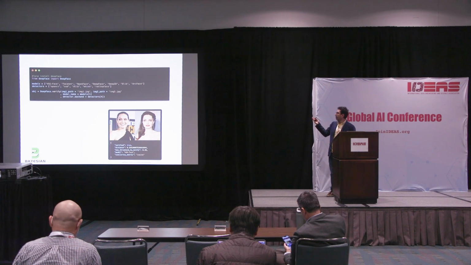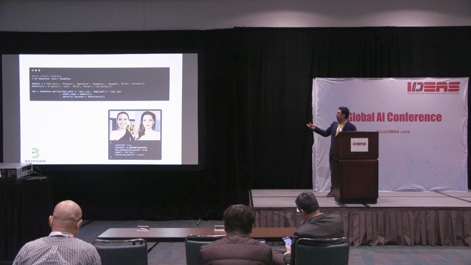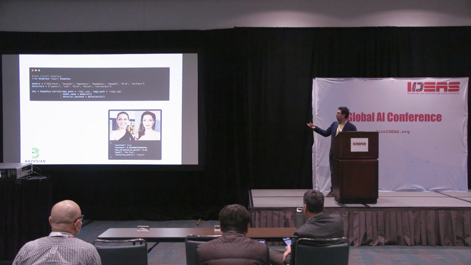So here we have two pictures. We just pass image 1 and image 2 to this verify function, and then we also choose the models that we want. And as easy as that, we get the results that you can see at the bottom of the image: it is verified, it is true, and it also gives you the certainty, how certain it is, based on the distance, and more information, like what kind of models were used and so on.